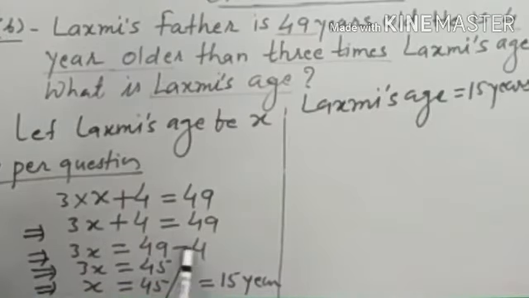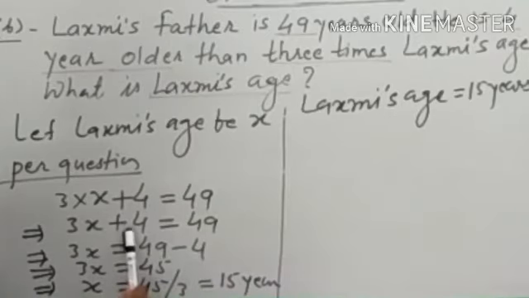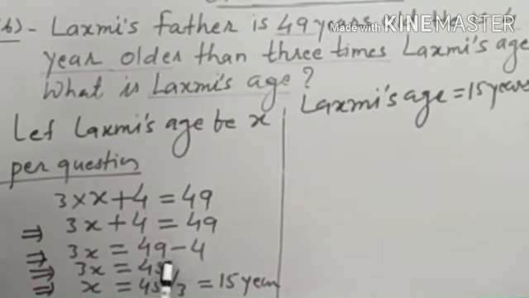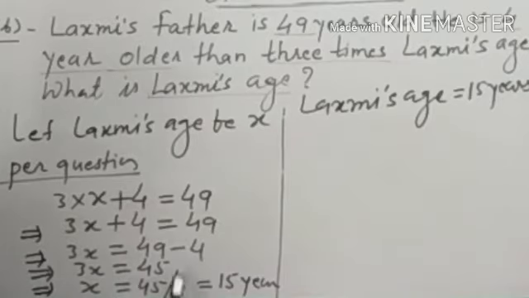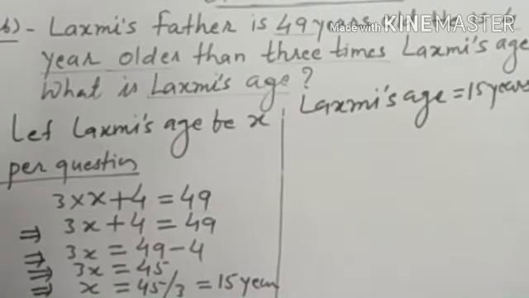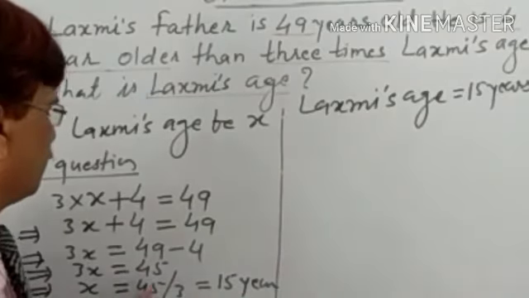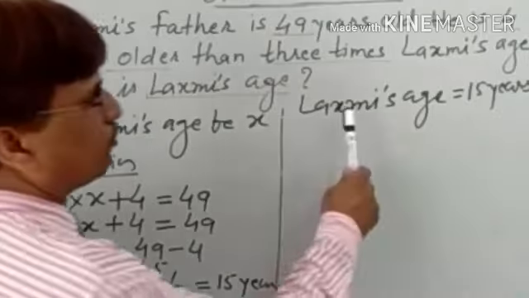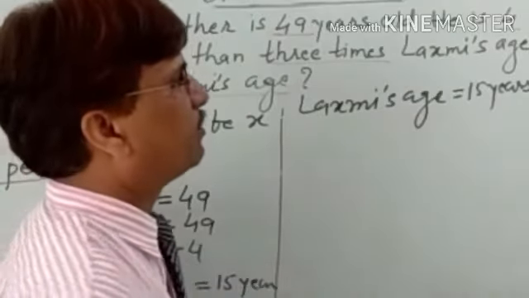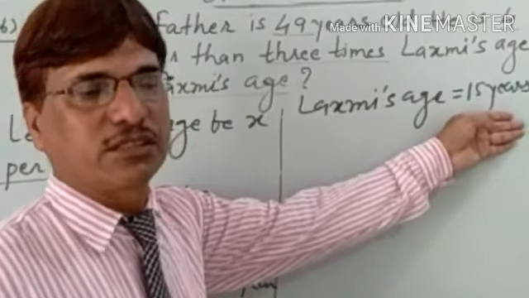3x is equal to 49 minus 4, plus 4 becomes minus 4 if we transpose plus 4 to the right hand side. Okay. Now 3x is equal to 45. x is equal to 45 upon 3, transposing 3 to the right hand side. So 3 times 15 is 45. So Lakshmi's age will be 15 years.